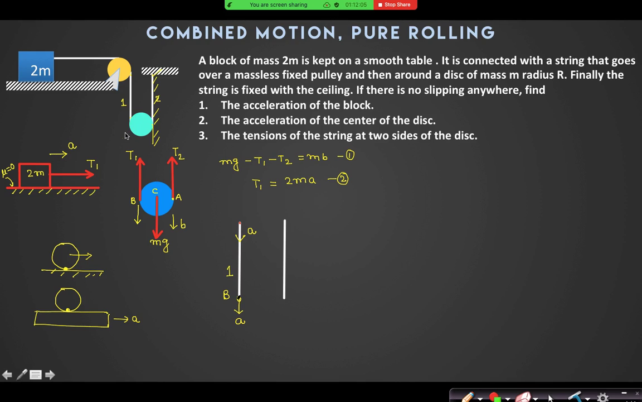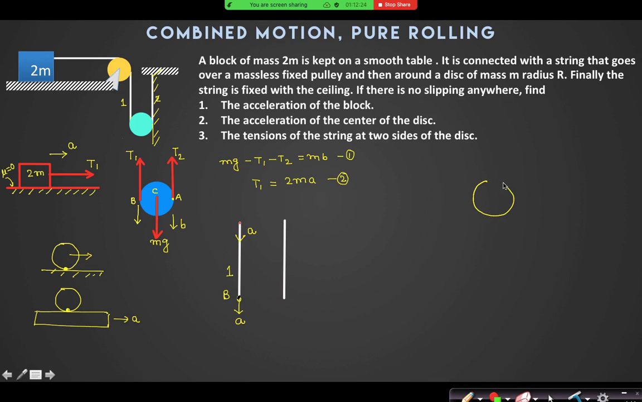Yes, definitely. It's rolling on 1 as well as on 2. You can take this example. We have done this example earlier.